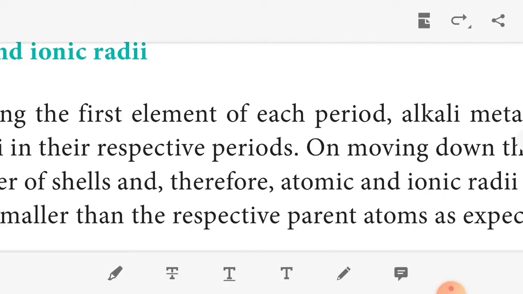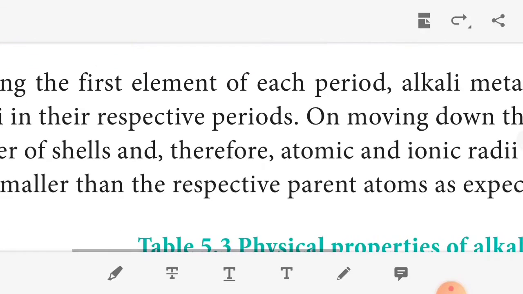And moving down the group, from lithium to francium, going from top to bottom in the alkali group, note the point clearly: there is an increase in the number of shells, therefore atomic and ionic radii increase. The monovalent ions M+ are smaller than the respective parent atom, as expected.